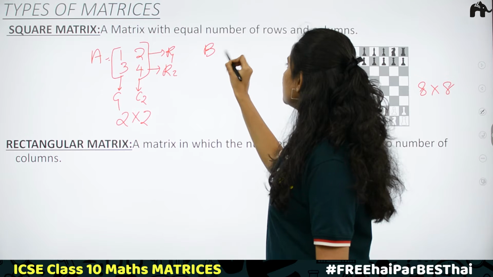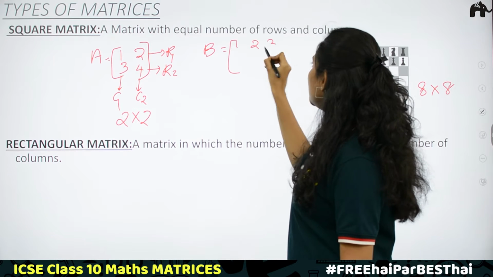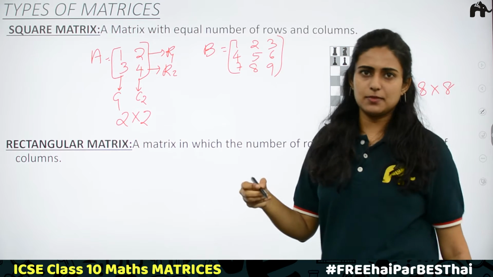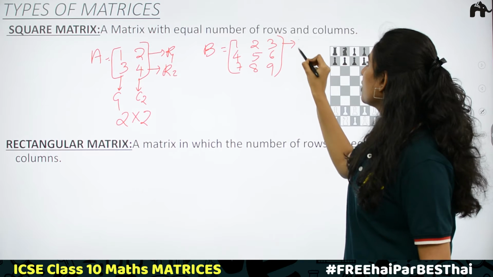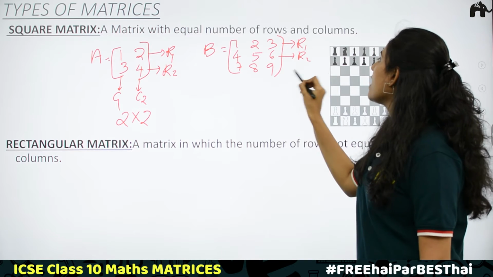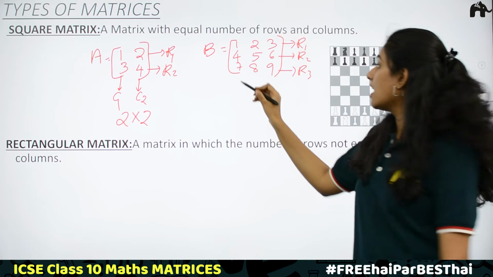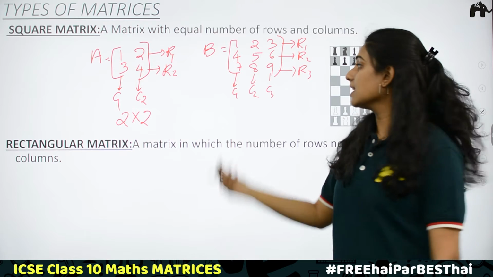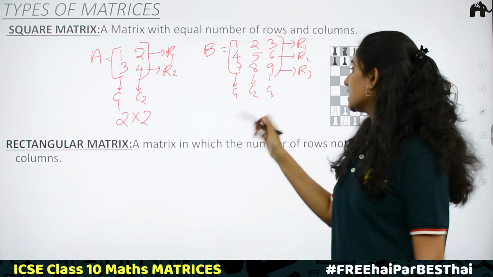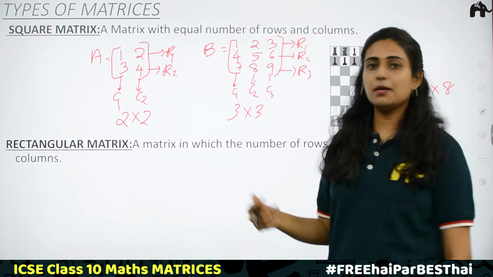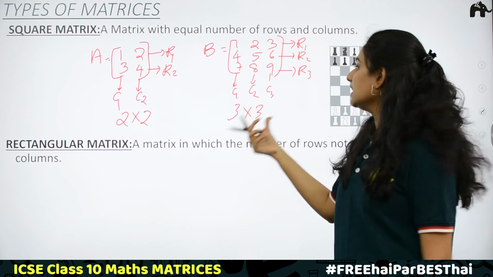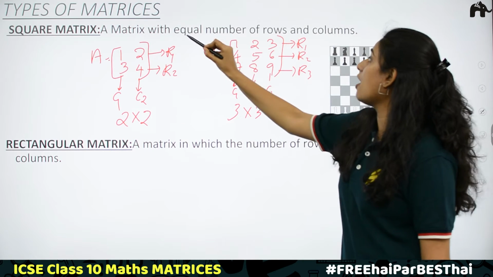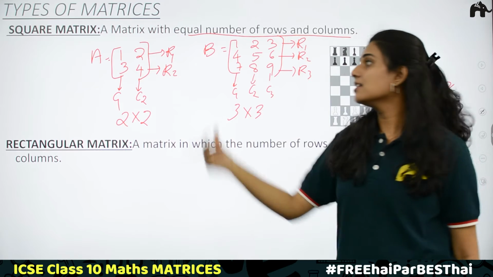Next, matrix B is equal to 1, 2, 3, 4, 5, 6, 7, 8, 9. We are taking some random examples. Okay. Here we have number of rows R1, R2, R3. What about columns? C1, C2, C3. In this case, number of rows by number of columns 3 by 3. Number of rows is equal to number of columns, and this is also a square matrix. A square matrix, a matrix with equal number of rows and columns are called square matrix.